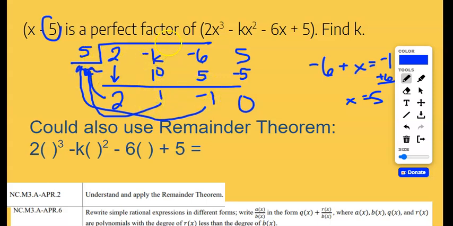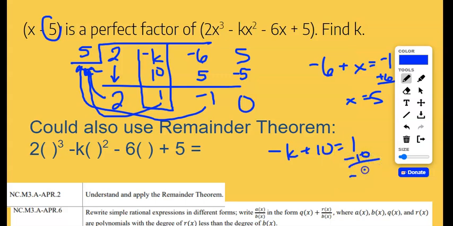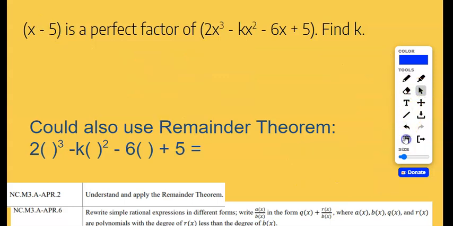And then finally, I'm here. I got 2 numbers that will help me find k. Negative k plus 10 equals 1. Subtract 10. Wait, this can't be the same problem. Divide off the negative 1 and k equals 9. Might have been the same problem.